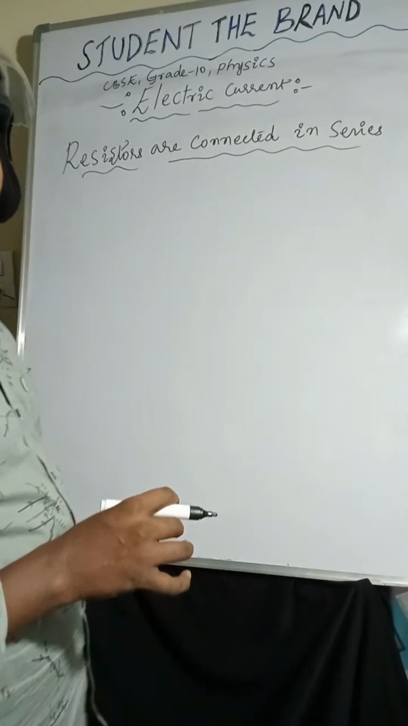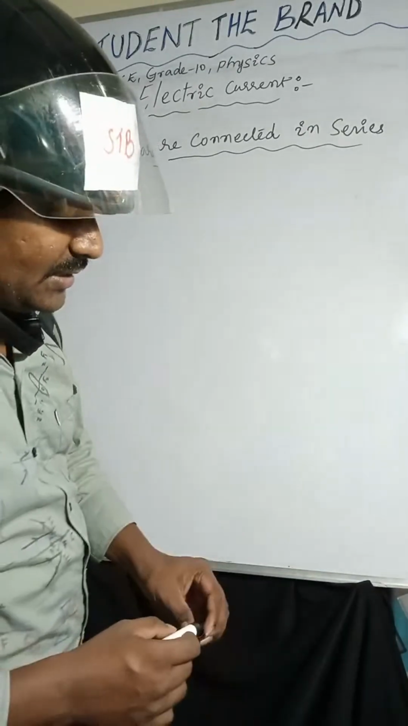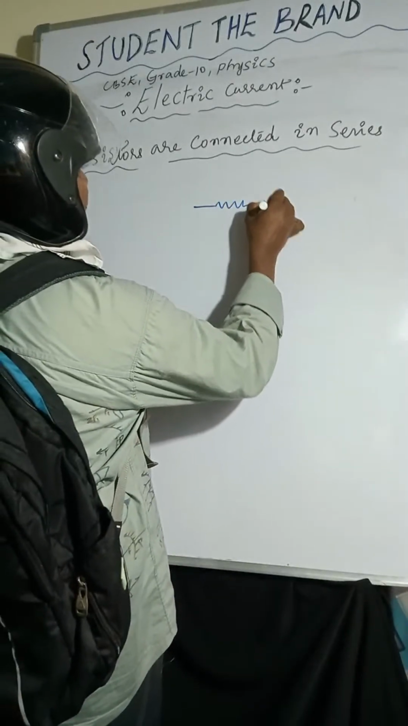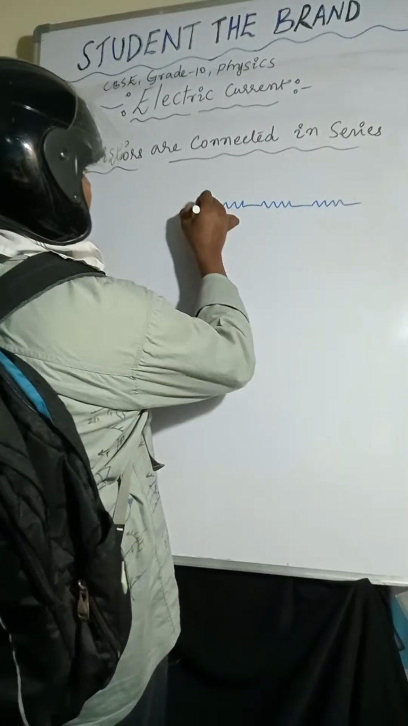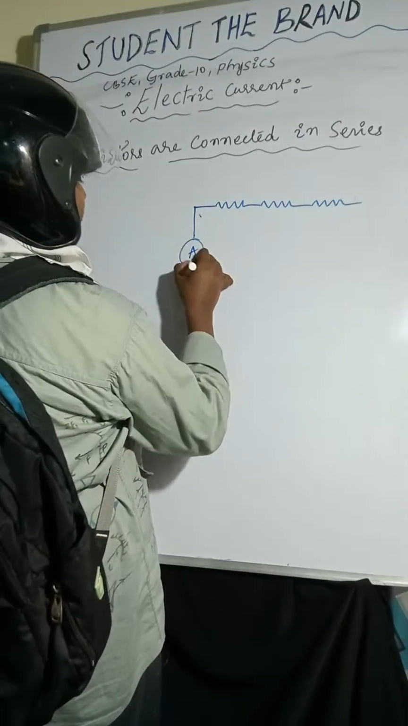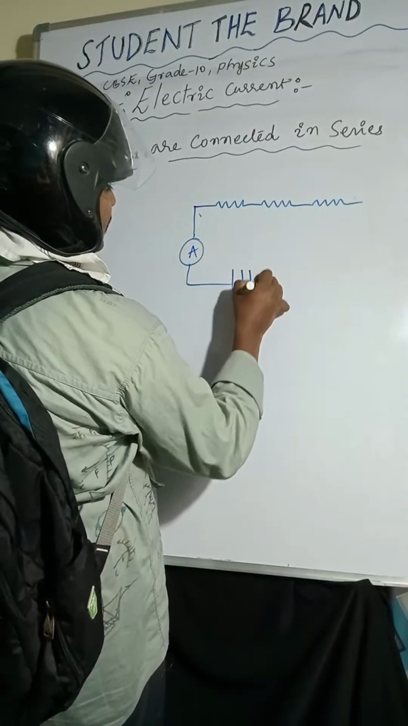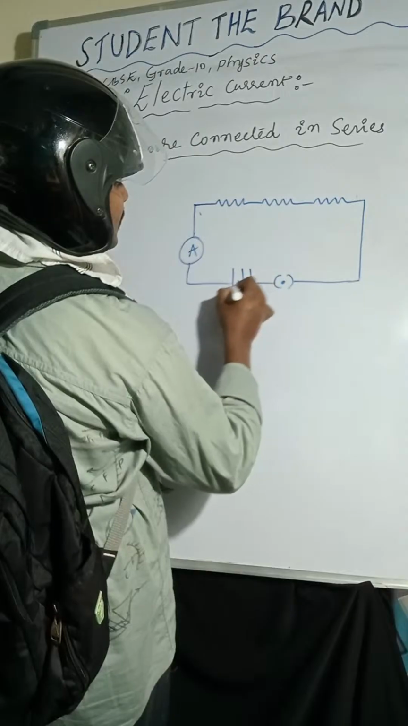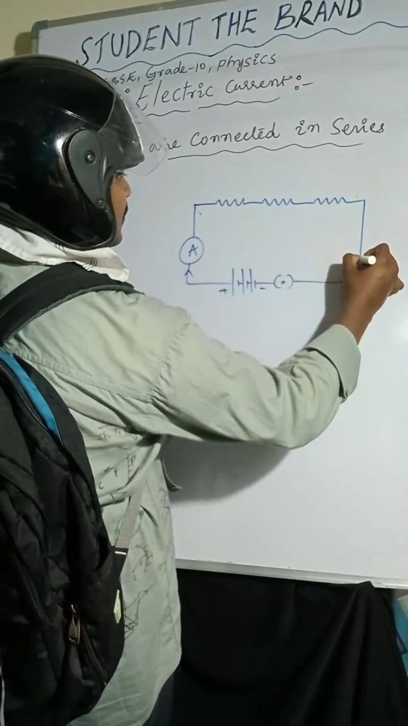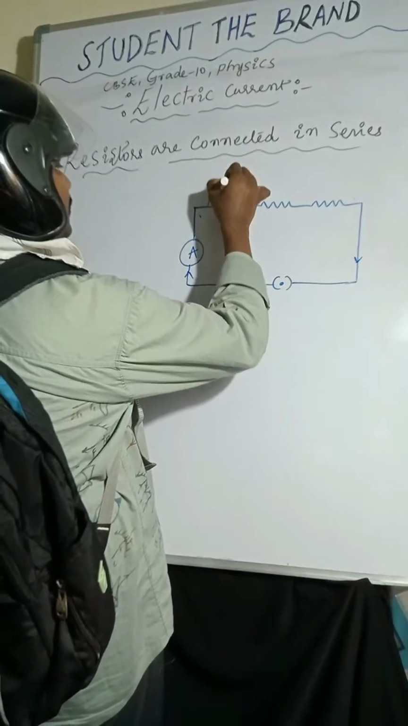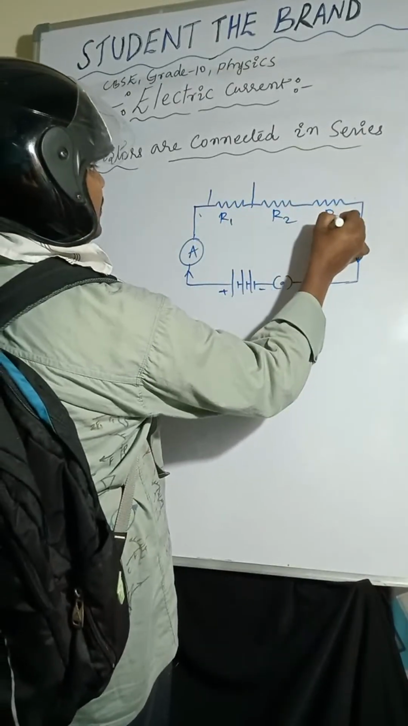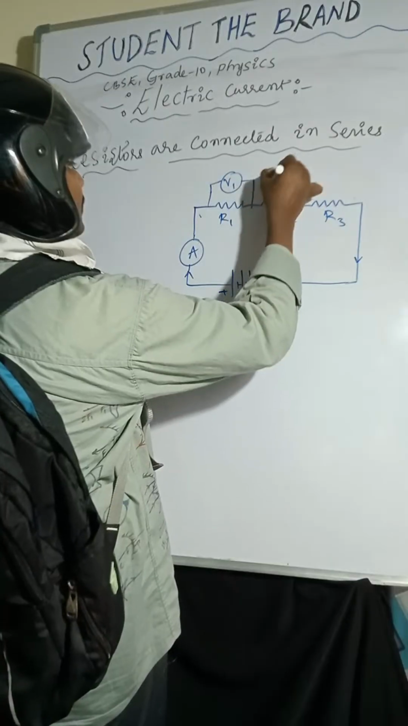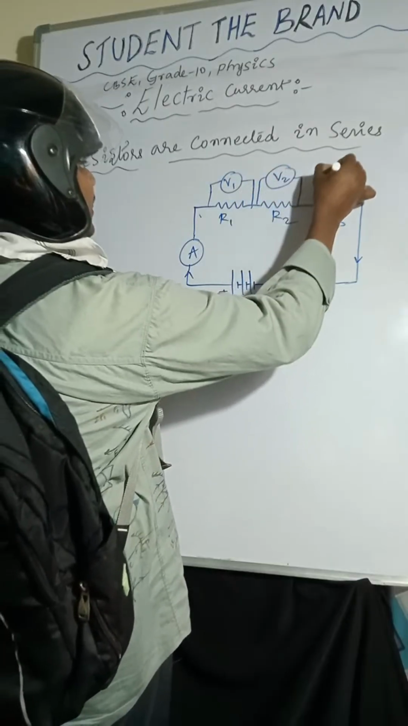So series combination is nothing but all resistors are connected in such a way that, here I am taking 1, 2, 3, with an ammeter, R1, R2, R3, V1, V2, V3.